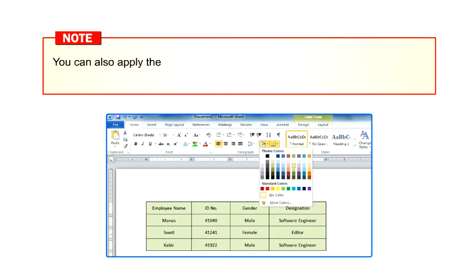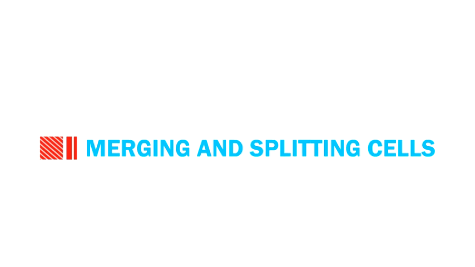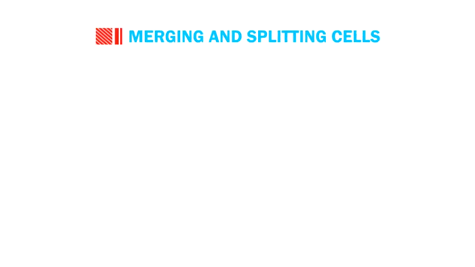Note, you can also apply color effects to your table by selecting it and clicking on the Shading button present in the Paragraph group. Alright, we shall discuss merging and splitting cells.